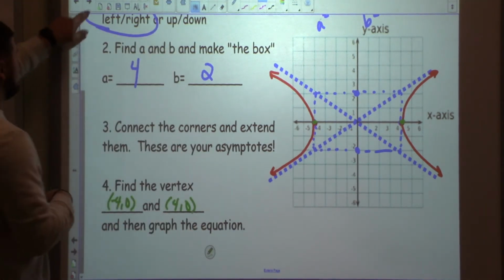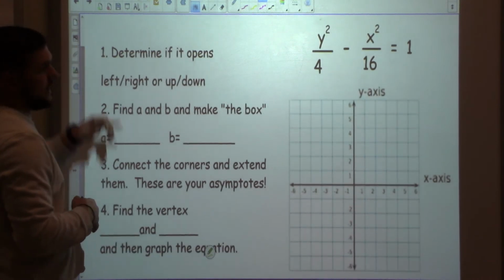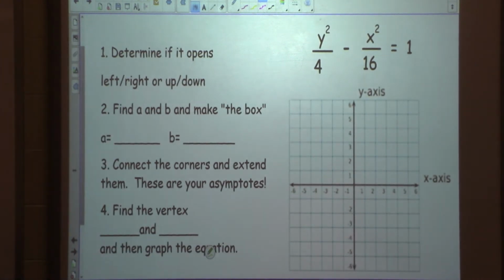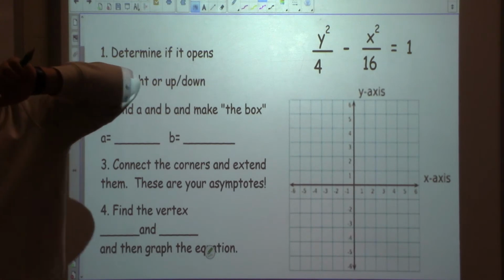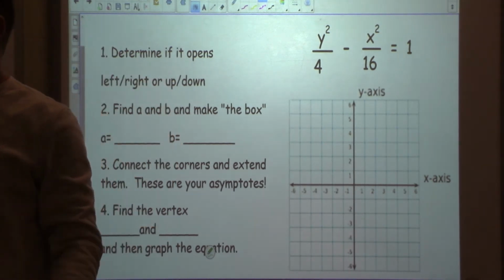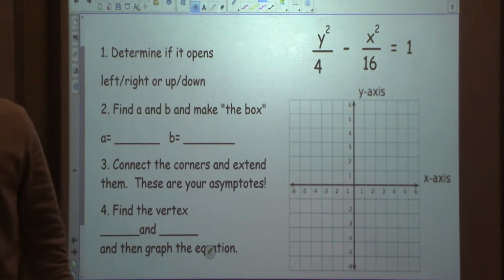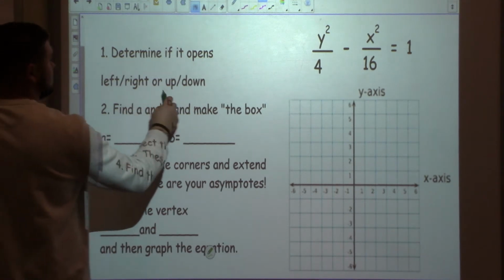Okay? Alright, let's try another one together. y squared over 4 minus x squared over 16 equals 1. First of all, which way is this opening? What comes first, y squared or x squared? Y squared, which tells me it opens up and down, just like the y-axis goes.